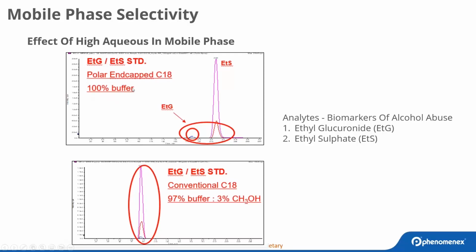So here we're able to run at 100% aqueous conditions, and we get additional retention of ETG and ETS, whereas with a normal C18 that doesn't have any polar groups, we're only able to run at the highest 97% buffer, and that's maybe not the best reproducible method, with 3% methanol here, but it is an option, and you don't really get as good retention, and you don't get the separation that you need.